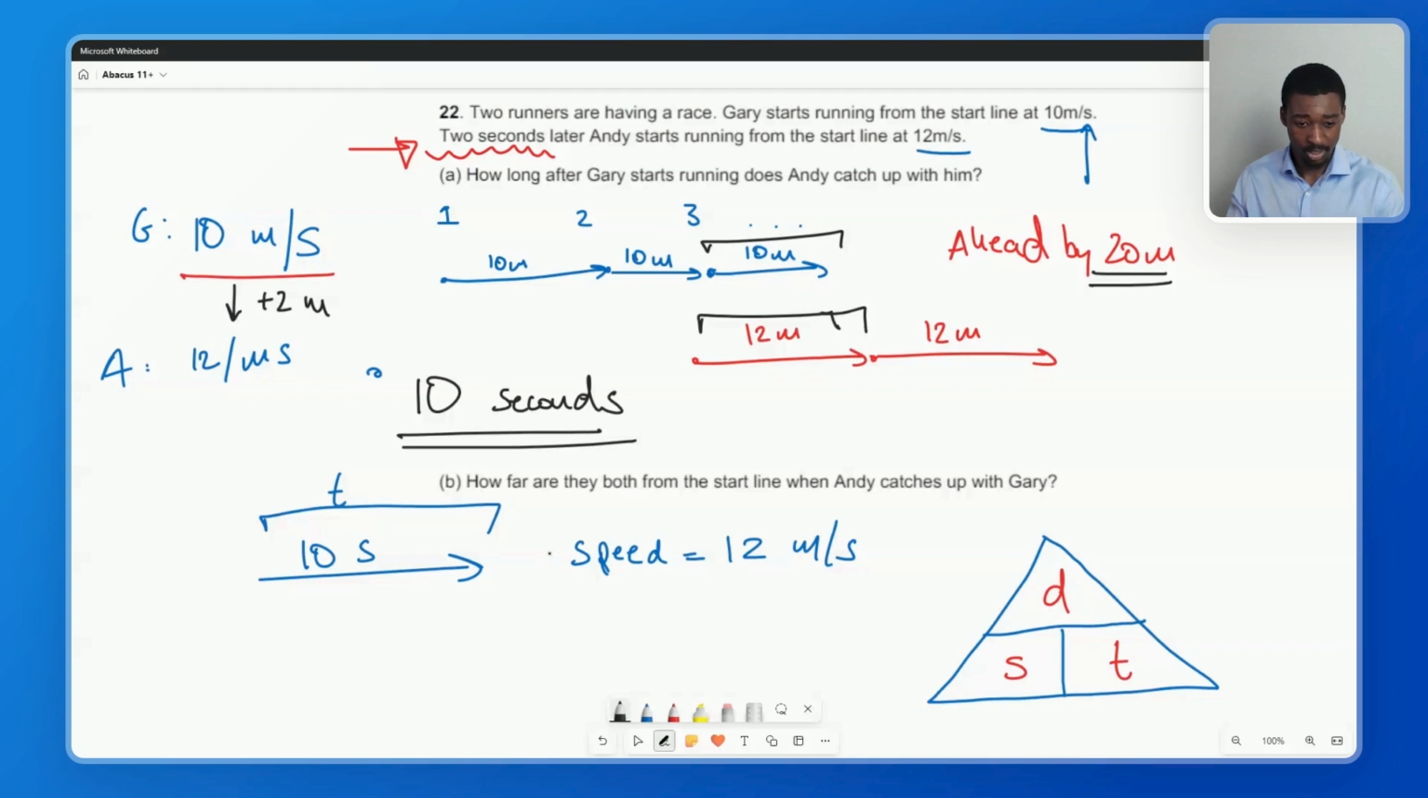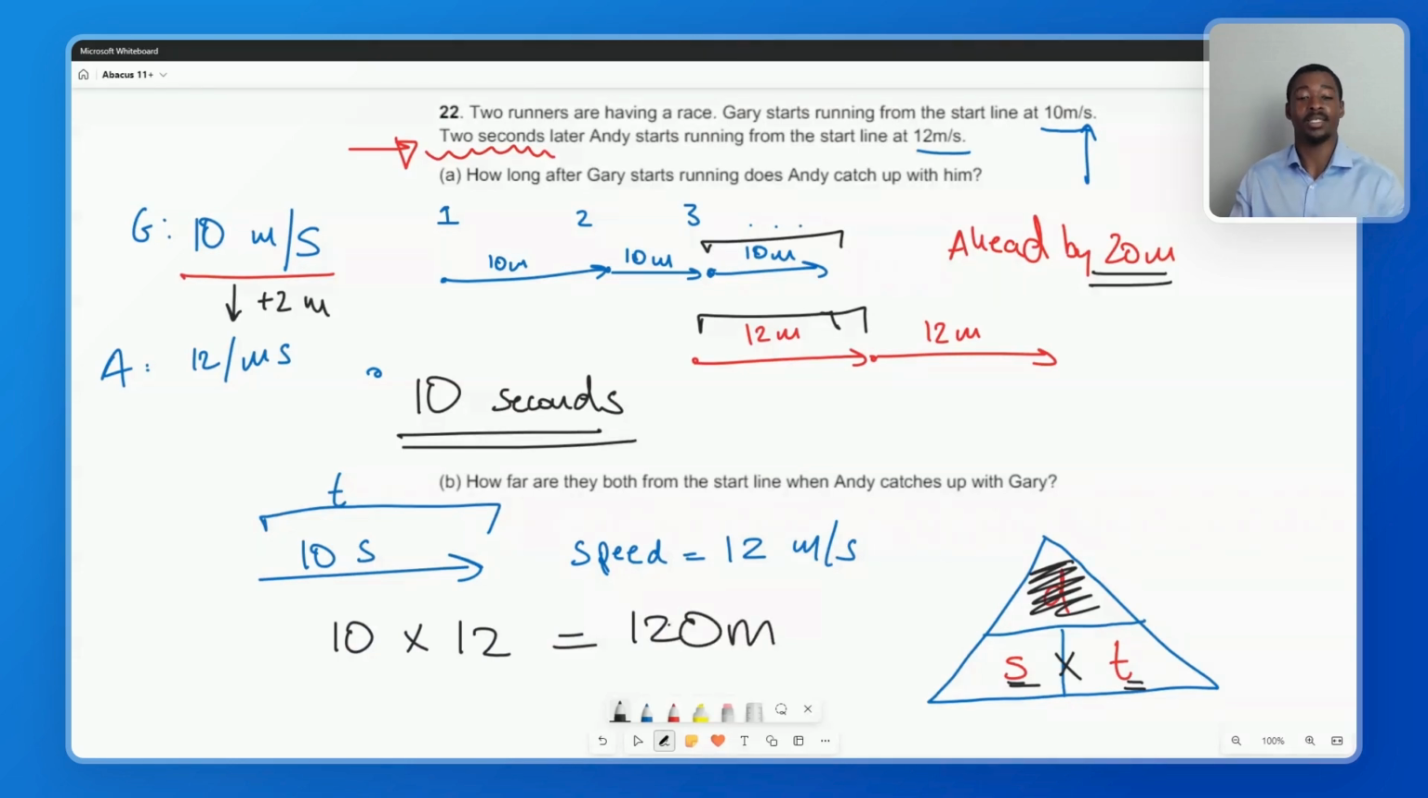So now back to this question, how far are they both from the start line? So the word far lets us know we're looking at distance. So here we want the speed and we want to multiply that by the time. So the time Andy takes to catch up is 10 seconds. The speed is 12 meters per second, and therefore the distance is going to be 120 meters.